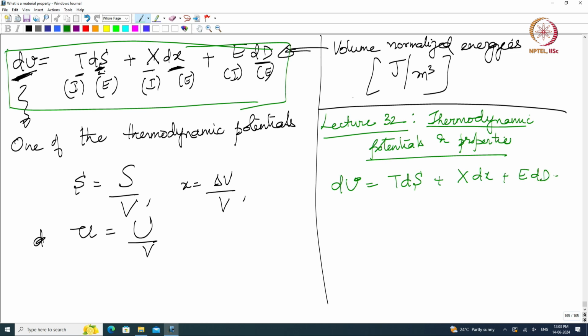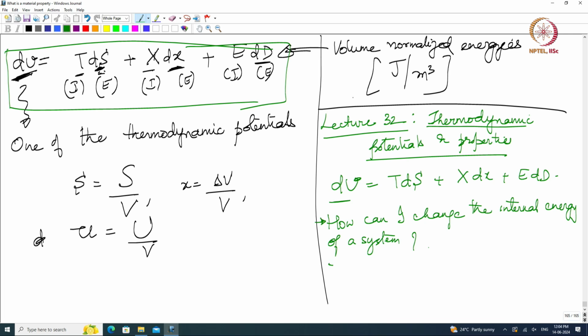By writing the equation in such a differential form, what I am saying is: how can I change the internal energy of a system? U is the internal energy. If that is the question, then the answer is that it depends on changing either S, or x, or small d, or the charge, right, or a combination of them.